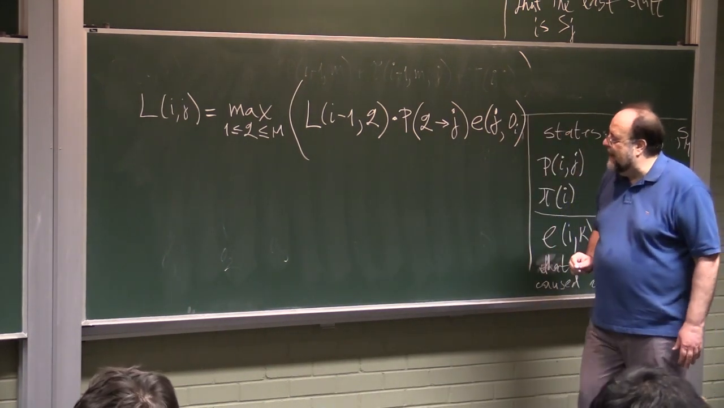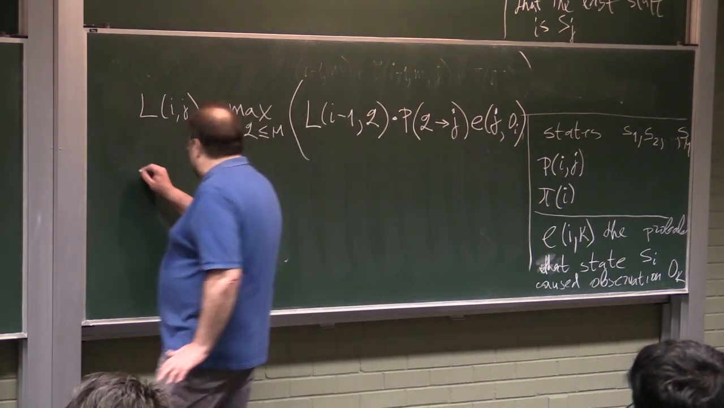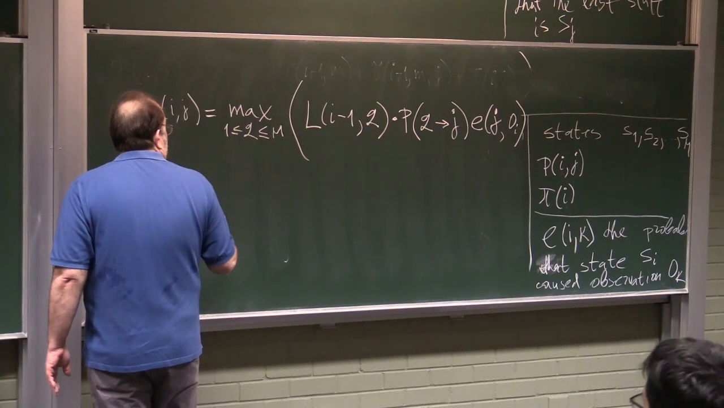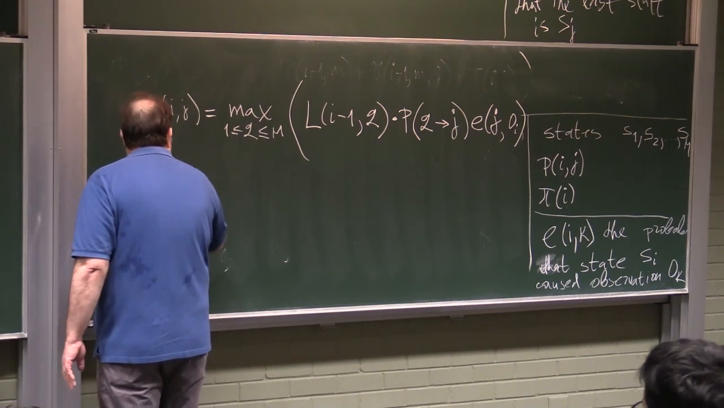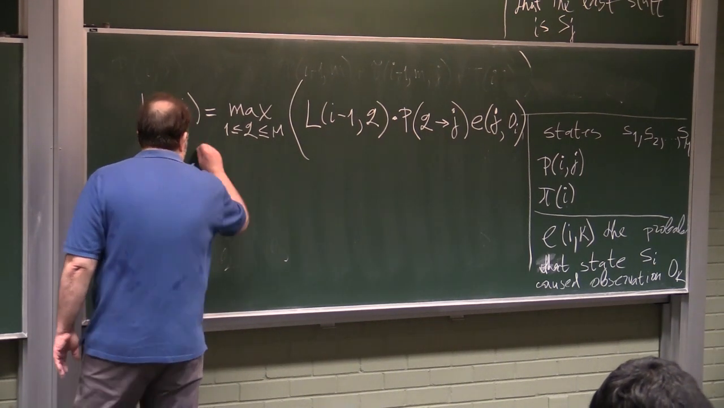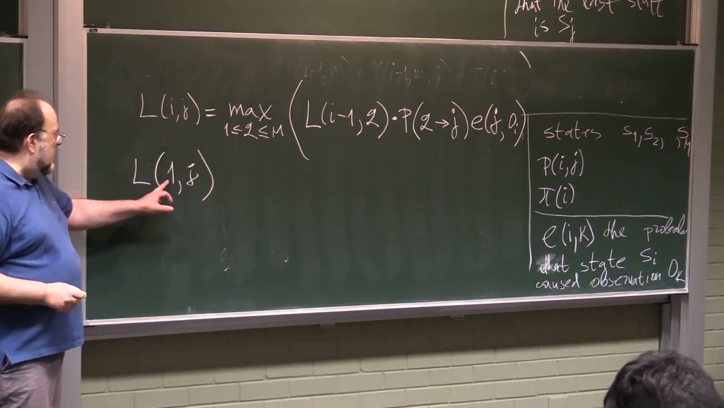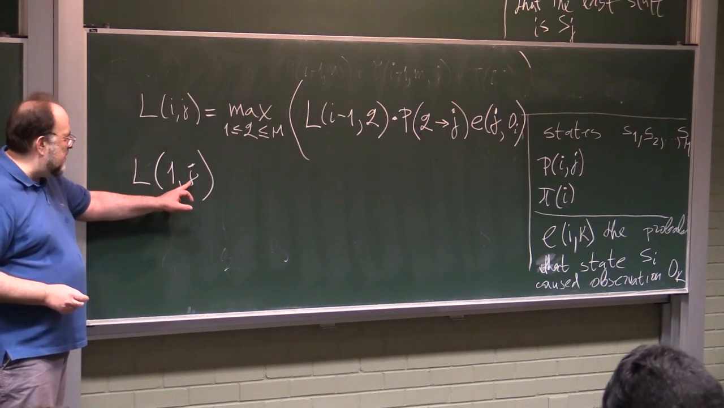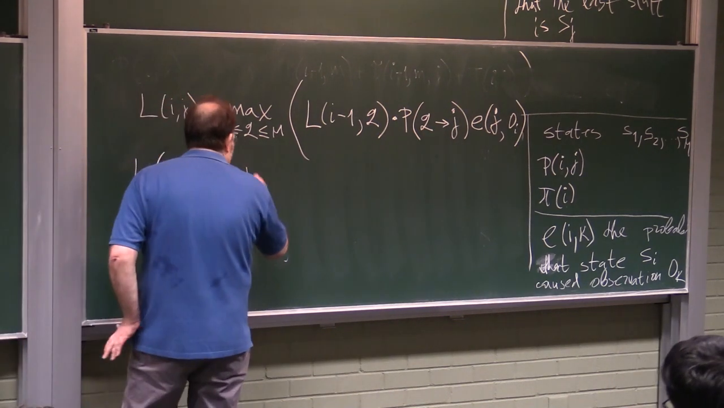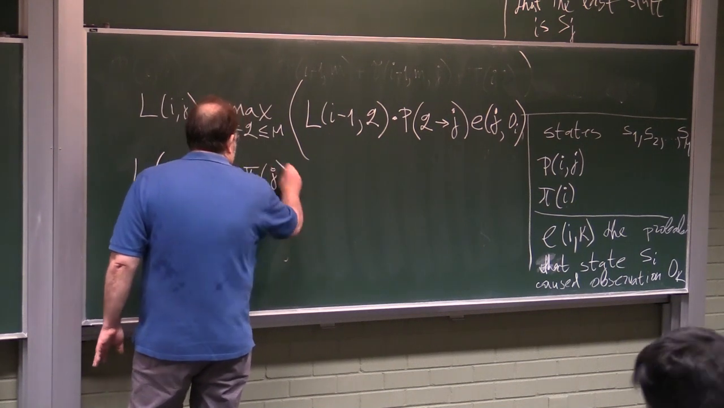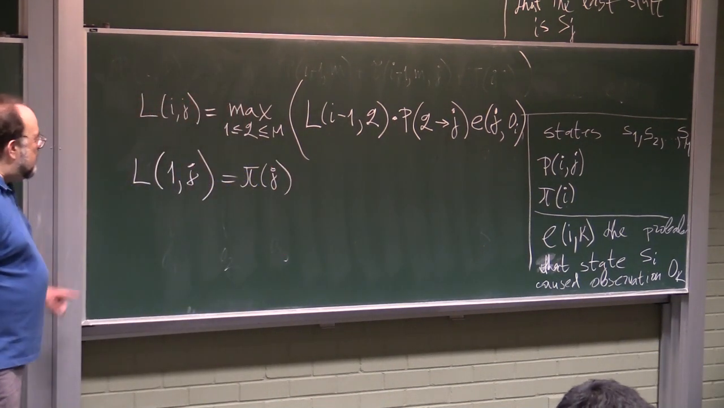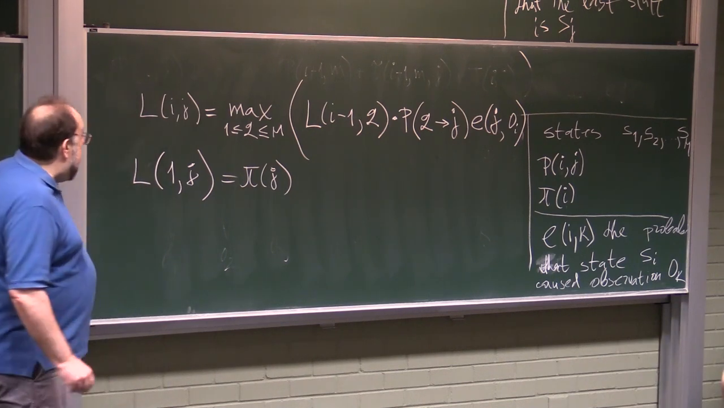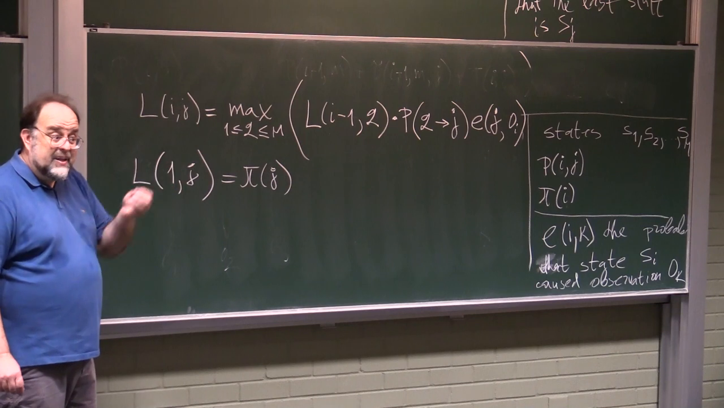Right? And what is L_1_J? What is the highest likelihood that the J state was picked? Well, that simplifies to J, doesn't it? It's constant, right? And voila, here you have how to find the sequence, and in order to be able to backtrack.